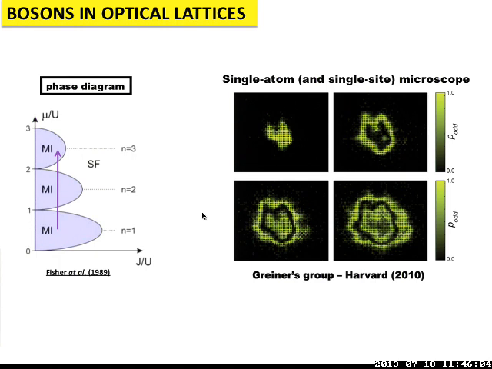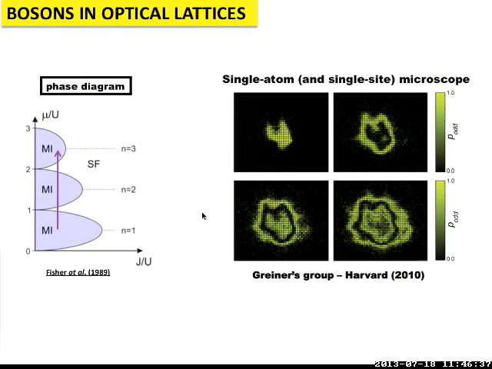Experimentally, this phase diagram can essentially be observed. What you see here are results obtained in the group of Markus Greiner at Harvard. Here you see an image of a two-dimensional Bose gas in an optical lattice. You take an image of this two-dimensional system from above. In this system, the average density is not homogeneous because you also have a harmonic confinement, so the density is higher in the center and goes to 0 in the tails.